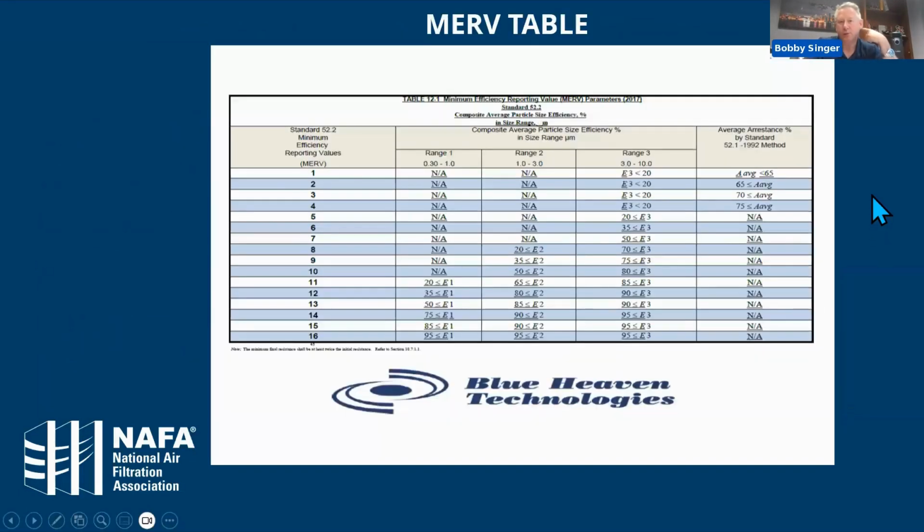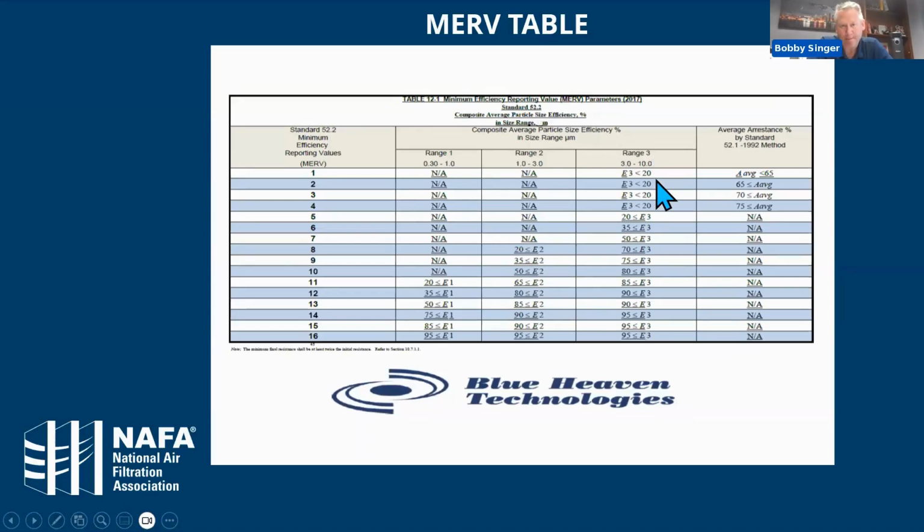That's how we get our MERV rating. Move along. So this is the MERV table. I'd like to hope most people are familiar with this, but you see the ratings here from 1 through 16. Your E1 range that we mentioned from 0.3 to 1, E2 from 1 to 3, E3 from 3 to 10. So if you look here, your range 1, these are really insignificant until you get to MERV 11, where there's a 20% requirement in E1 to make MERV 11. You see the E2 range, really insignificant until you get to MERV 8, again, a 20% requirement.